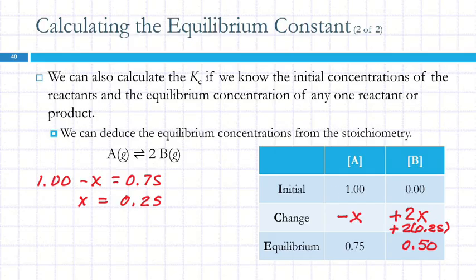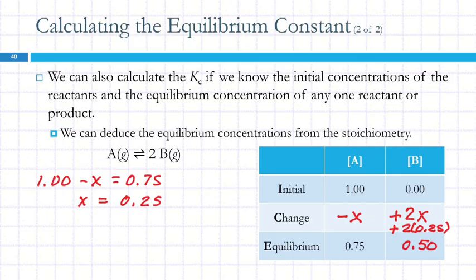So what we're doing is putting the initial concentrations, then we're looking at the change. We're going to use X and the coefficients of the balanced chemical equation. This one had a coefficient of 1, so it's minus 1x. This one's plus 2x because of the 2. Okay? And then we know one of these, so we can figure out what x is, and then we can figure out what this one is.